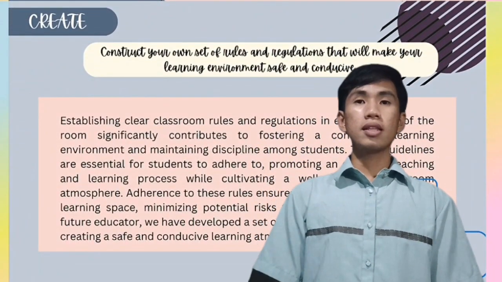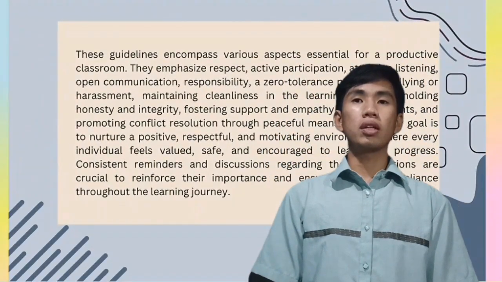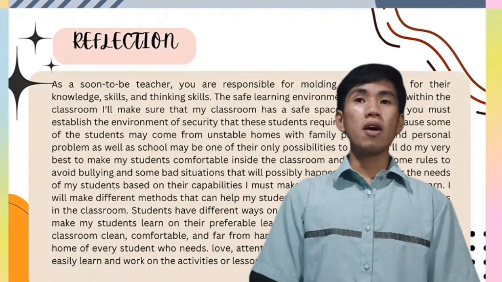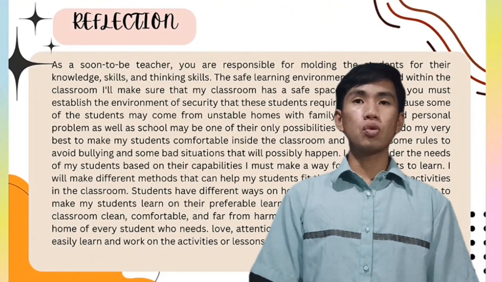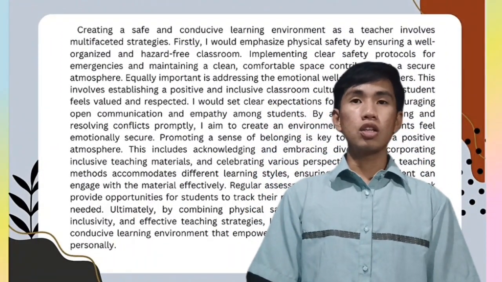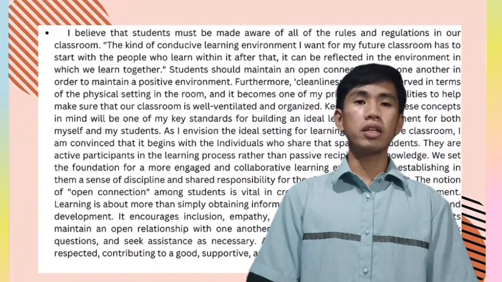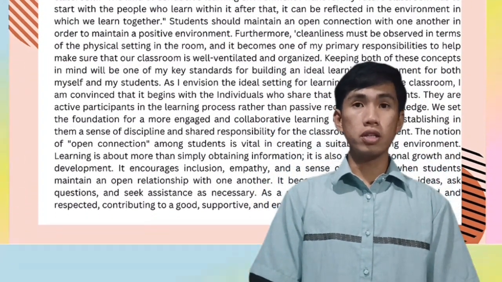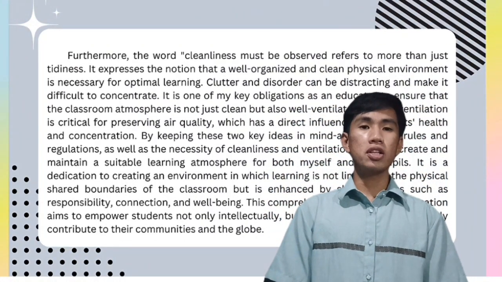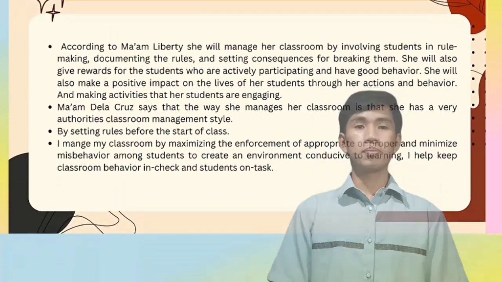On this worksheet, the field study students were expected to achieve the following intended learning outcomes. First is to identify practical and feasible classroom routines and procedures in learning. Second is to evaluate appropriate educational interventions in creating safe and conducive learning. And lastly, to acquire higher concepts of learning strategies and establishing own procedures.